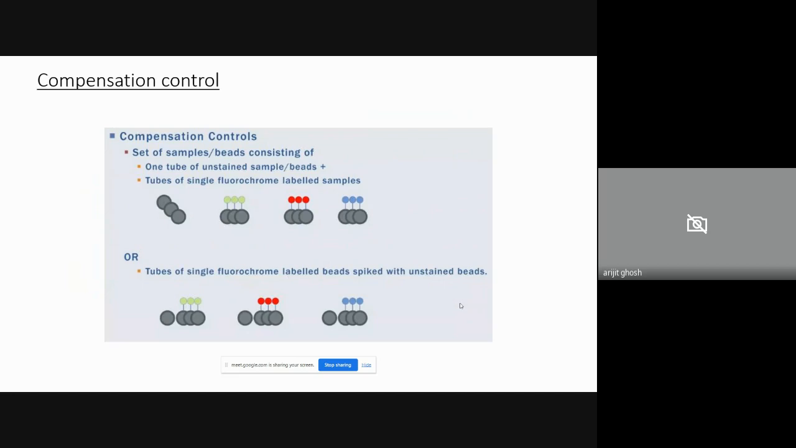Automatic compensation can also be done. There are beads which are specific for different machines, so you can do compensation with the compensation beads also.